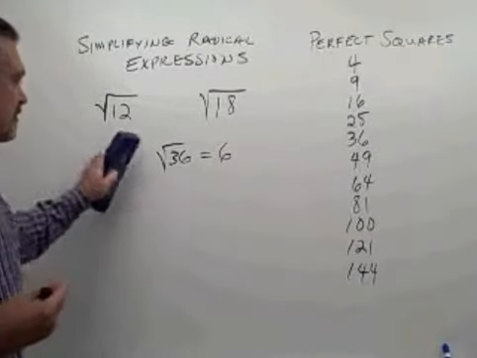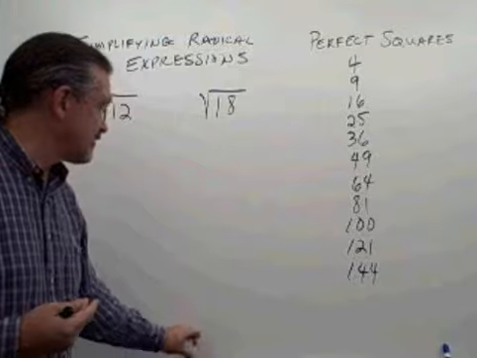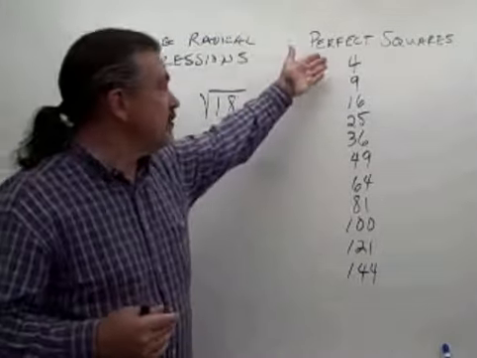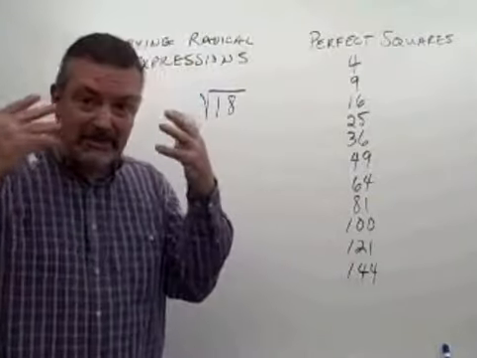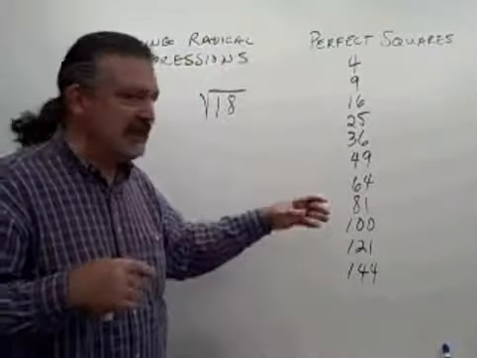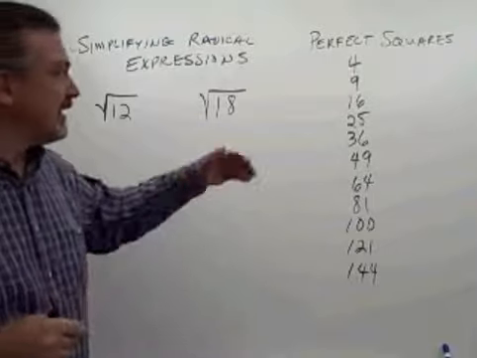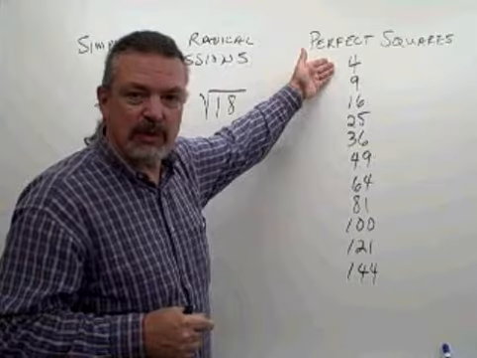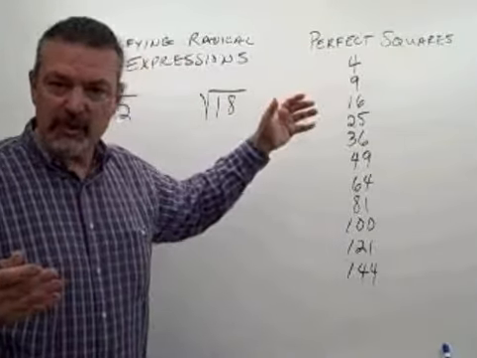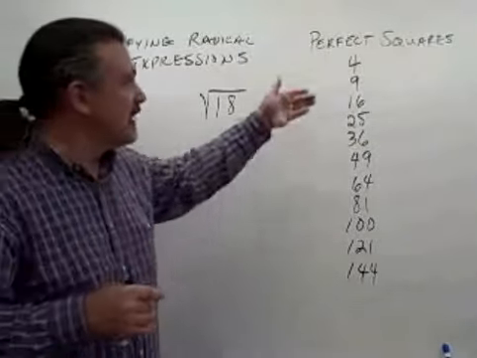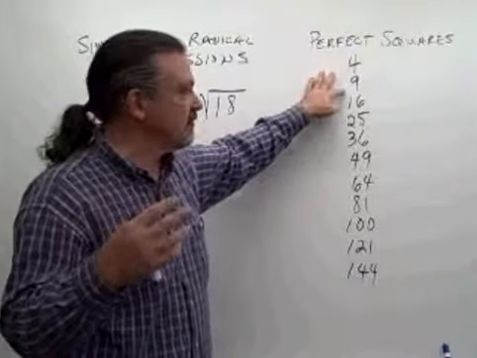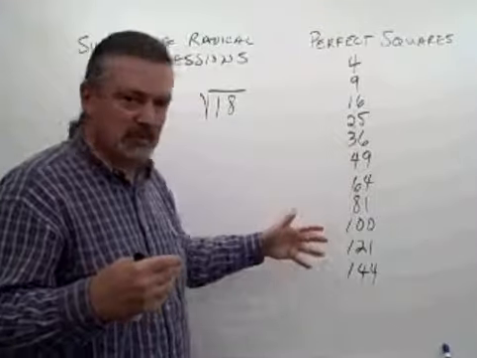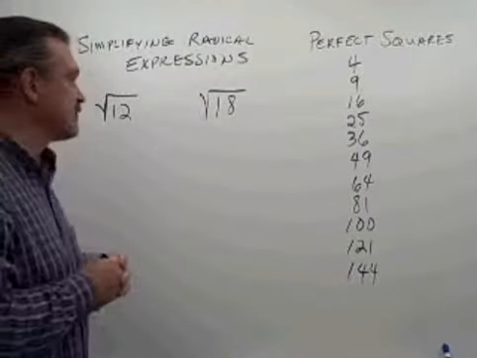So I want us to go through this process of simplifying radical expressions. What I suggest to students is that you first make a list, either mentally or physically, of the perfect square numbers. And here are the beginning perfect square numbers. Again, perfect square numbers are numbers that if you take their square root, you get a whole number answer. The square root of 4 is 2, square root of 9 is 3, square root of 16 is 4, and so on. See how the square roots of those numbers are whole number answers.